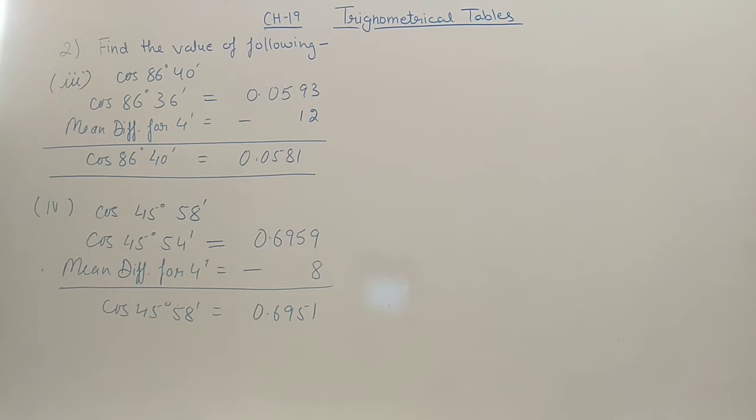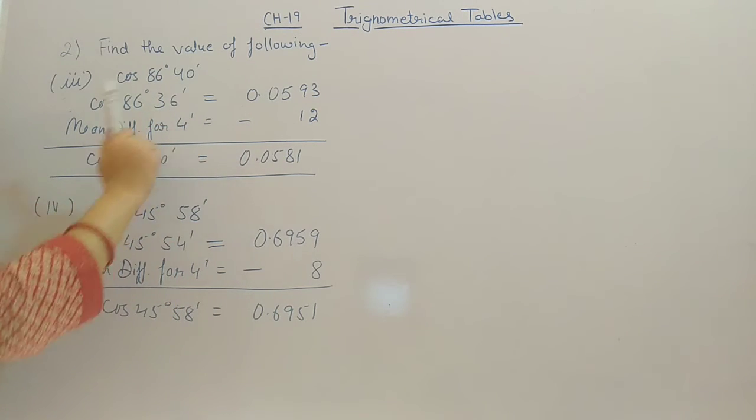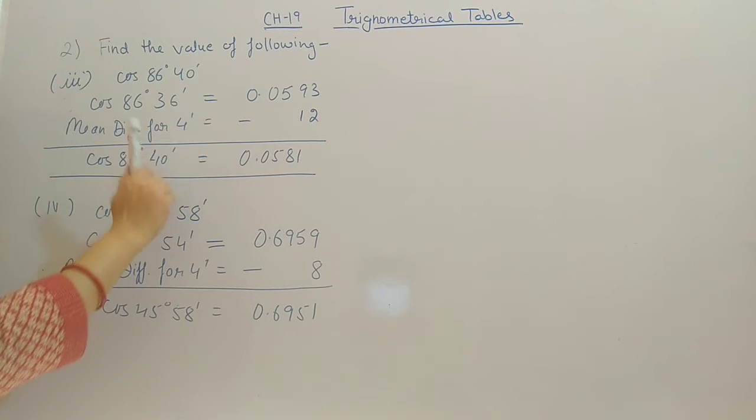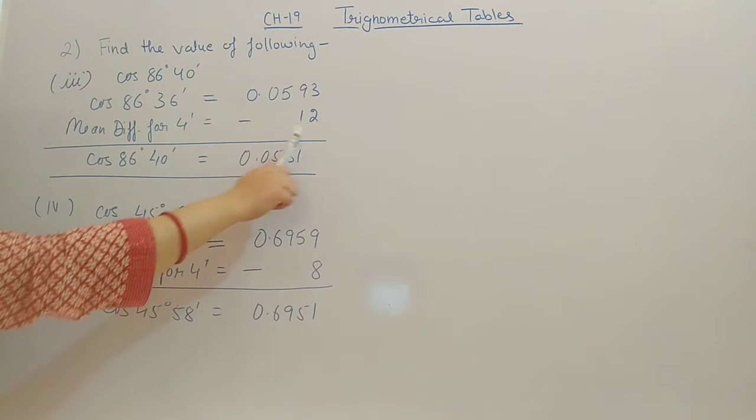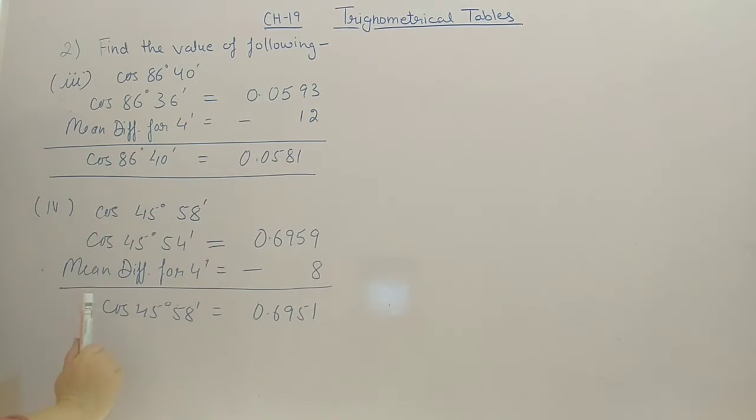Third part, cos 86 degree 40 minutes. So first check the value for nearby angle, 86 degree 36 minute, 0.0593. Check the difference between these two. Your difference is 4. So mean difference for 4 is 12. Do the subtraction. So value of cos 86 degree 40 minute is 0.0581.